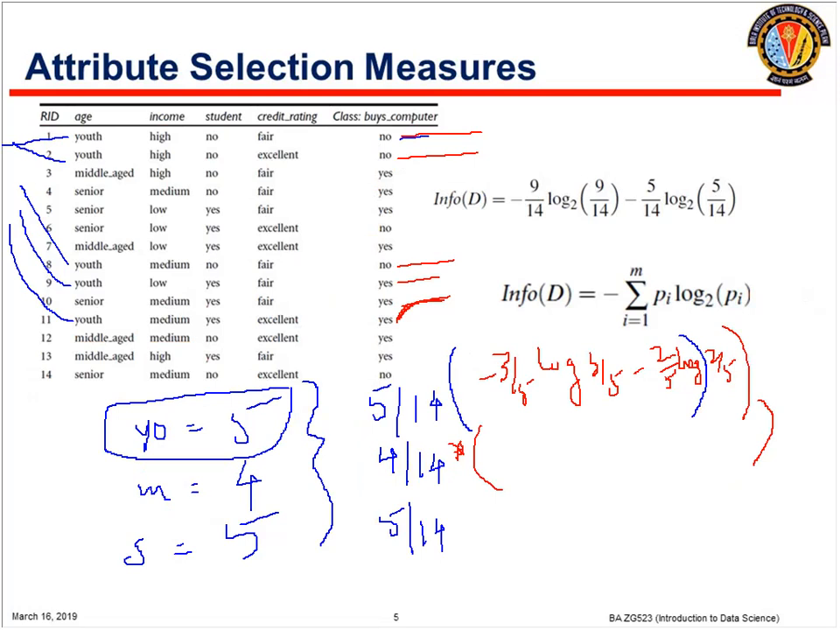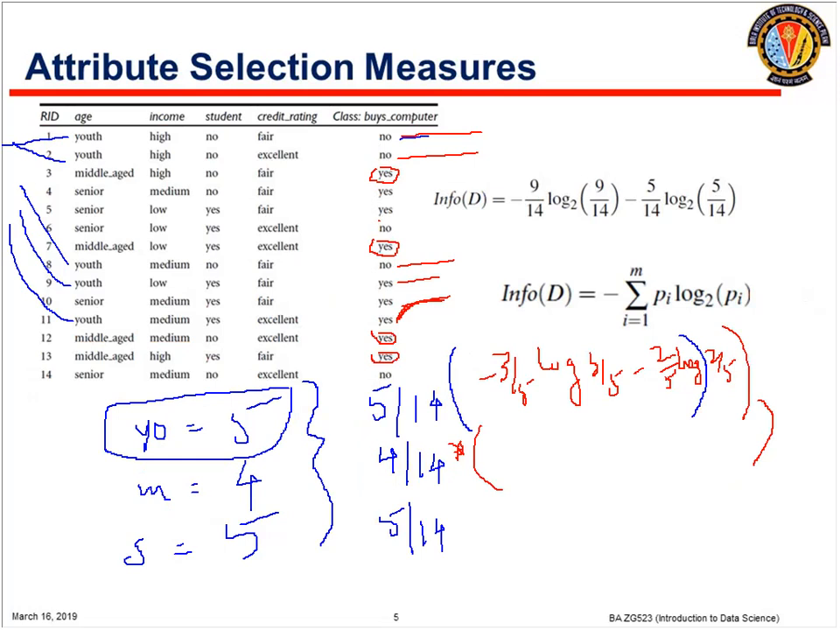So middle aged, middle aged, middle aged, and middle aged, right? So you can see that all 4 are yes. There were 4 middle aged persons and all were yes. So in this case the entropy should be 0. Okay, and we will see that if you calculate entropy it will come 0 because all 4 are yes.